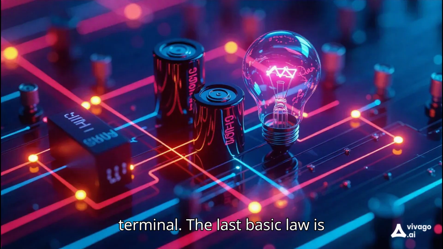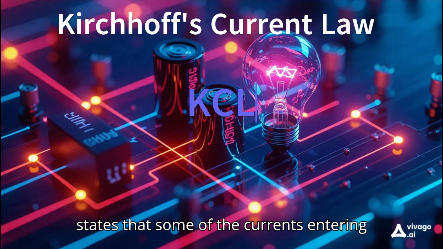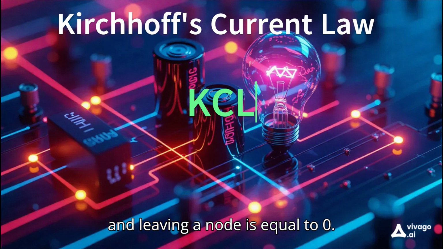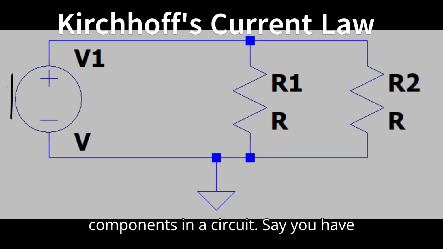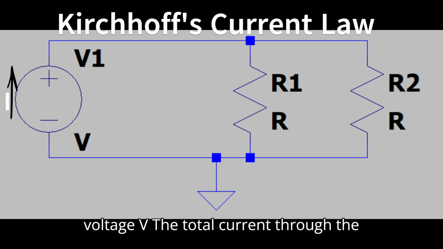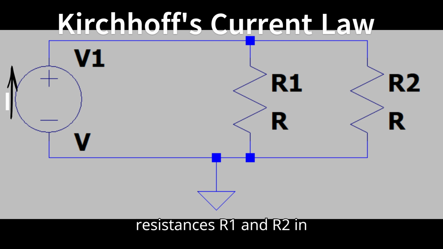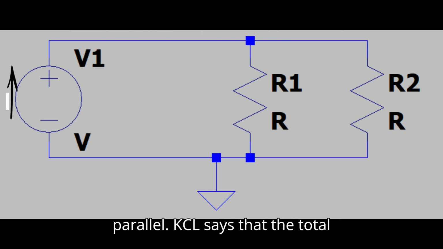The last basic law is Kirchhoff's current law, KCL, which states that the sum of the currents entering and leaving a node is equal to 0. A node is a connection point of components in a circuit. Say you have a circuit made with a voltage source of voltage V, the total current through the circuit is I, and two components of resistances R1 and R2 in parallel.